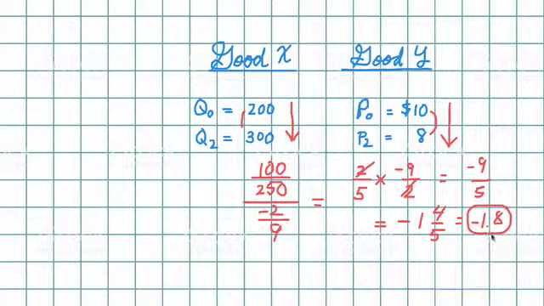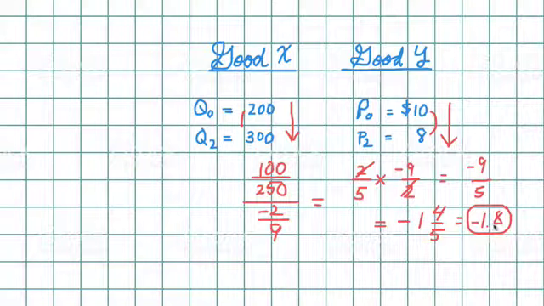And what's the interpretation of negative 1.8? Well, the fact that it's negative tells us immediately that these are complementary goods. Because if it had been a positive, that would have told us that they're substitute goods. But what's the exact interpretation of negative 1.8?